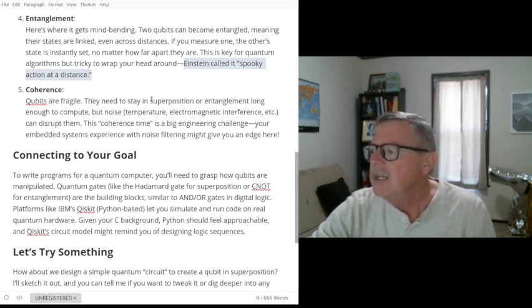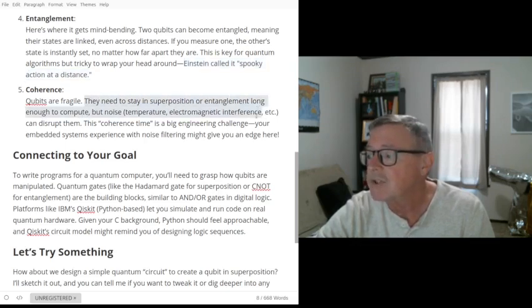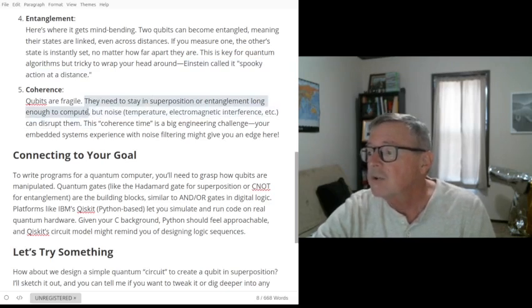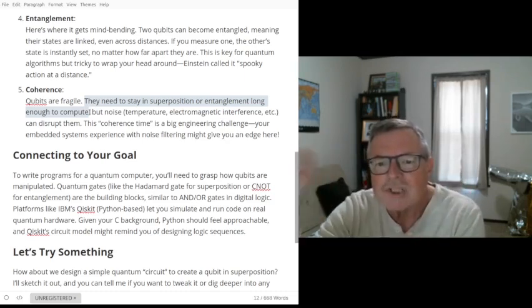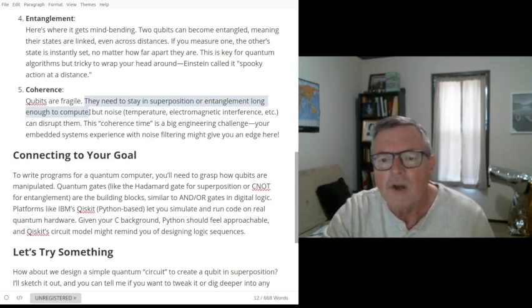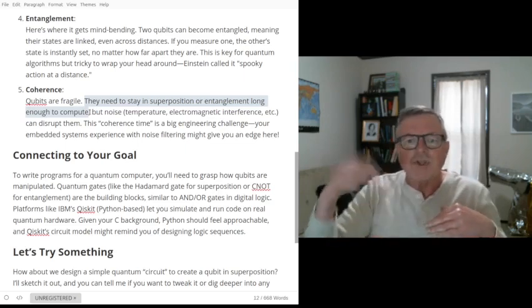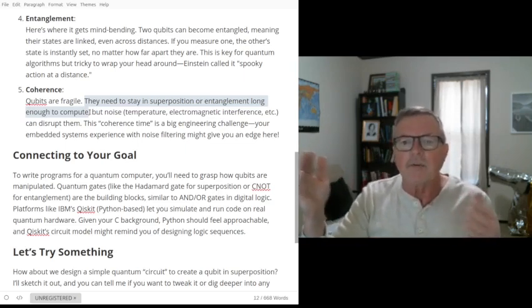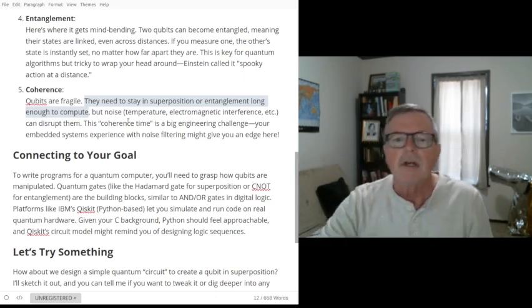And this last one is pretty easy to figure out. Coherence. They need to stay in superposition or entanglement long enough to compute. Well, that's kind of an easy phrase. So that they can compute. That's why it's so sensitive. A little something touches it and all of a sudden the entanglement or the superposition doesn't take effect, and then it's not one state or another, and then it's not a quantum bit, a qubit. Noise, temperature, and electromagnetic interference can disrupt them.